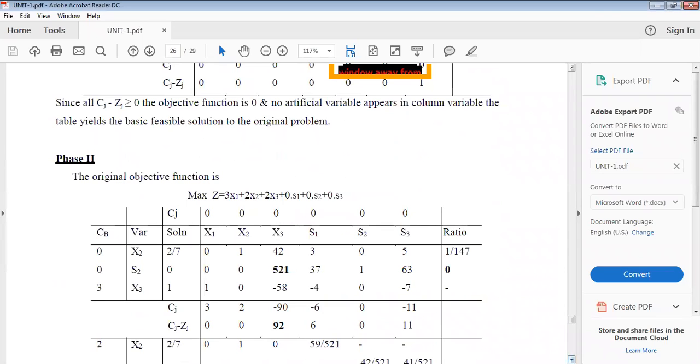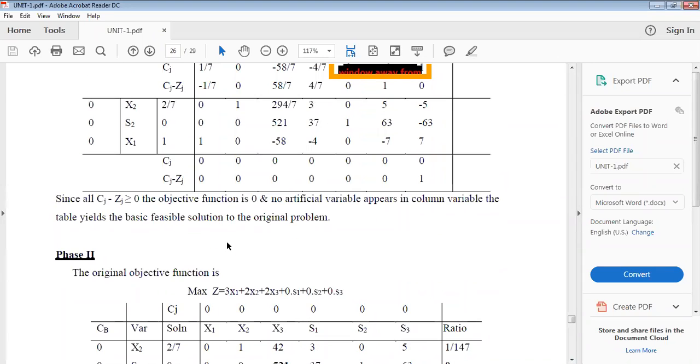Phase 2. The original objective function is maximization: 3x1, 2x2, 3x3, 0x1, all these things. So this is the original objective function. But we have assumed x1, x2, x3 is 0, and you repeat the problem about this particular thing, x2, all these things.